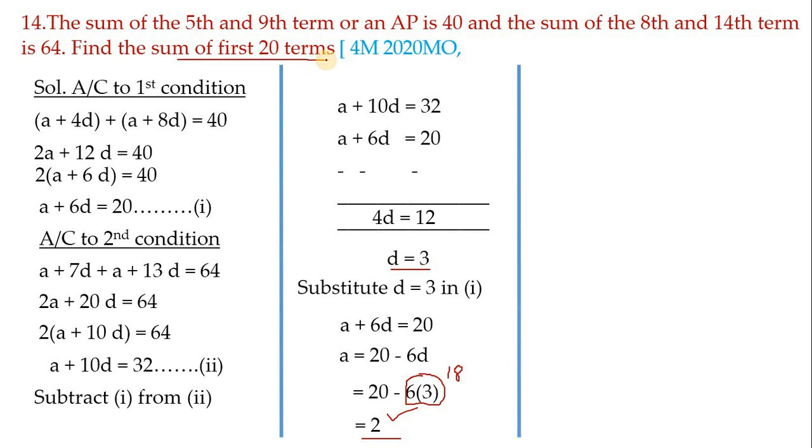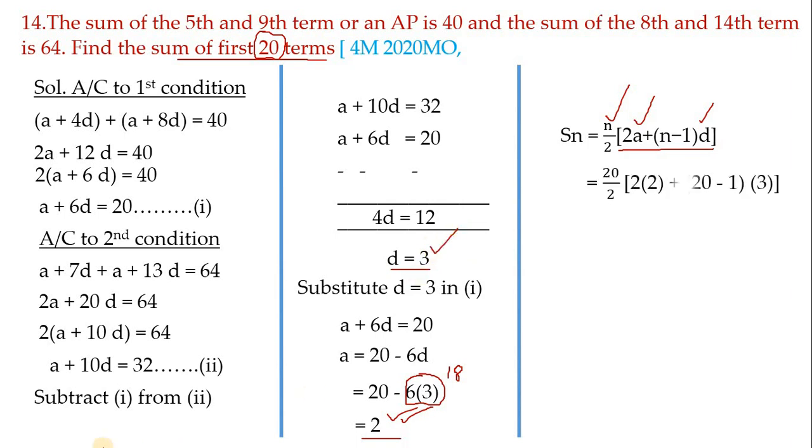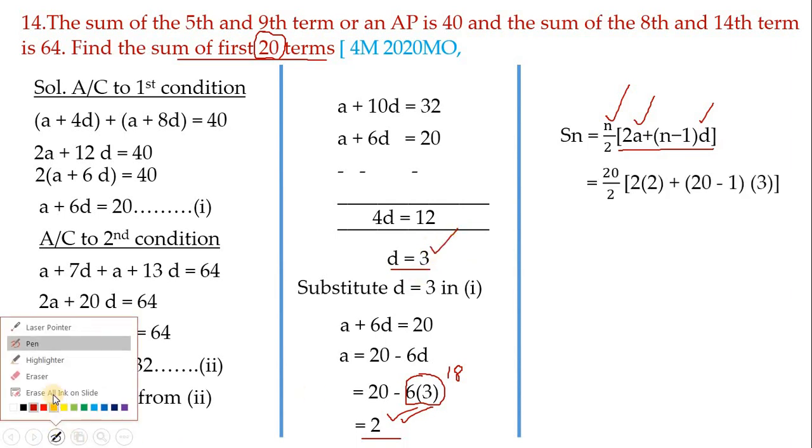So write the sum formula, that is Sn equals n by 2 into 2a plus n minus 1 into d. So what is the n value? How many terms' sum do you need to find? That is 20. Hence the n value is 20. The a value is here 2, and the d value is here 3. Substitute the values. So I'll get this.